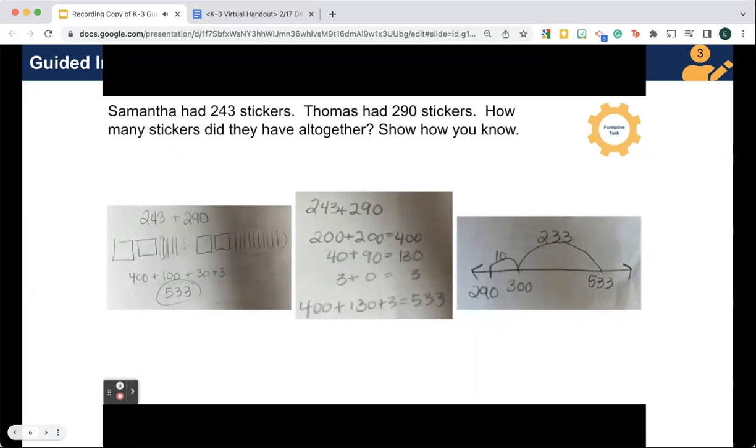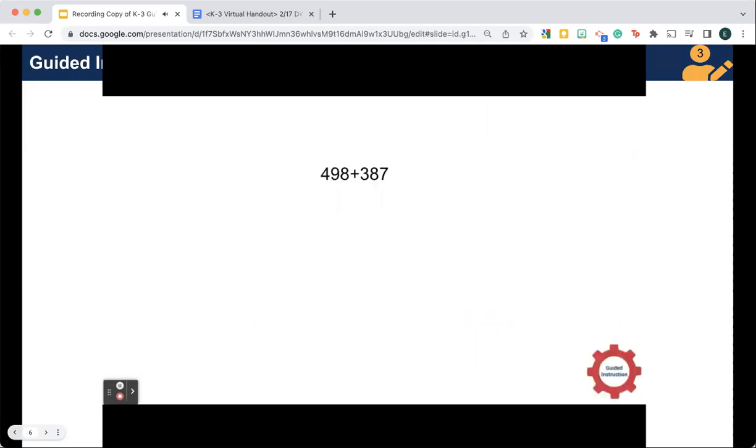I might ask questions like, why did they start with 290 instead of 243? Where is their answer? Where is their addend? I might end this debrief by saying, you all did a great job using different strategies to add within 1,000. We're going to keep thinking about these strategies and use them to continue to add within 1,000.